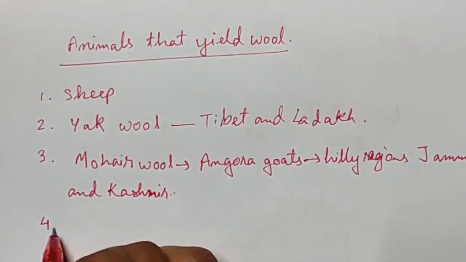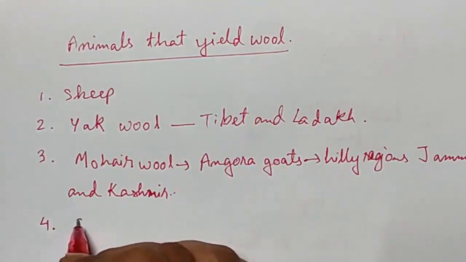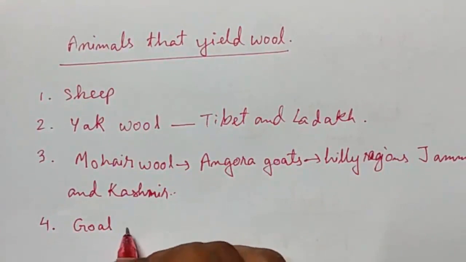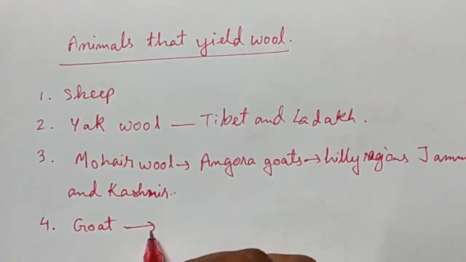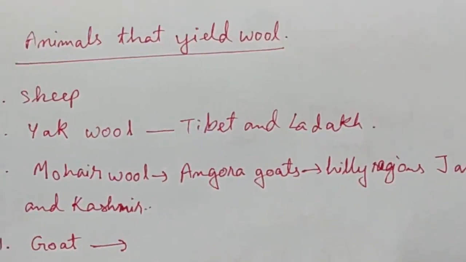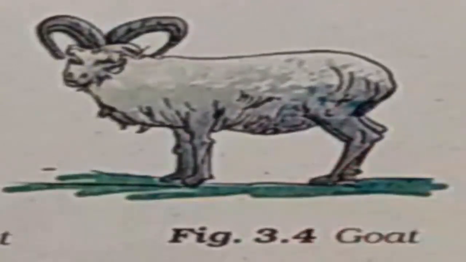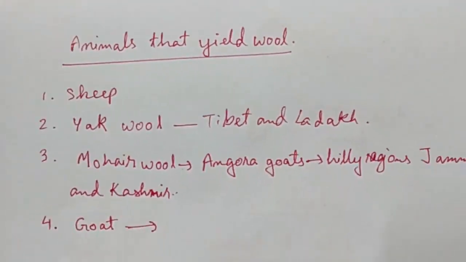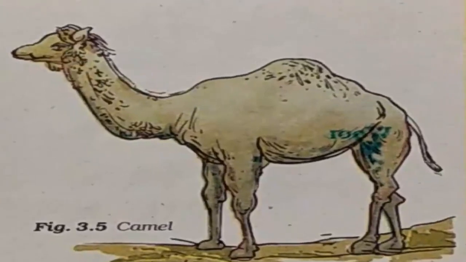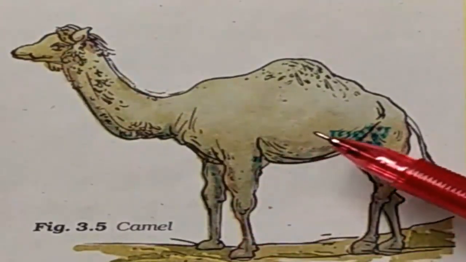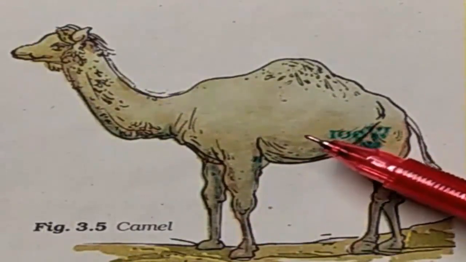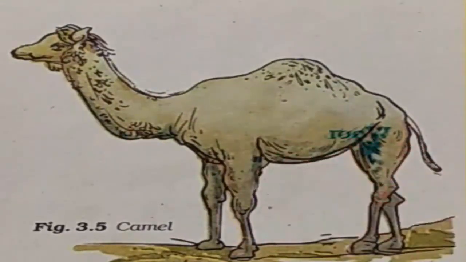And the next one is goat wool. It is obtained from goat, as you know from the name itself. Let's see a picture of a goat. This is a goat. Next, we get wool from camel also. Let's see a picture of a camel. This is a camel. From the fleece or hair of the camel, we obtain camel wool.